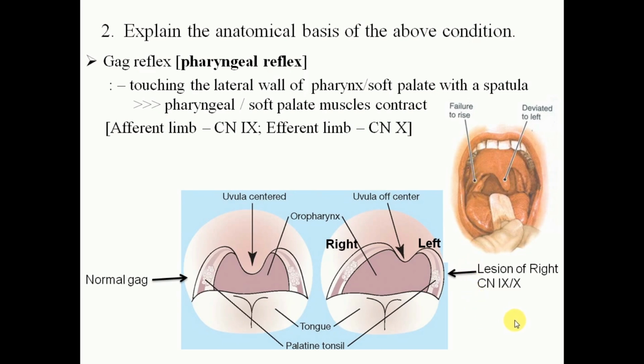Why? Because we are not testing the afferent limb, that is the sensory component, which is carried by glossopharyngeal nerve, we are just examining the motor, that is the efferent limb, and that is the vagus nerve. So when you ask the patient to say "ah," and you note that uvula is deviated to left side, it means the left half of the muscles are normal, and there is weakness or paralysis of the right half of the muscles of soft palate or pharynx. So in this case also the right vagus is affected, so right half of the muscles are affected.